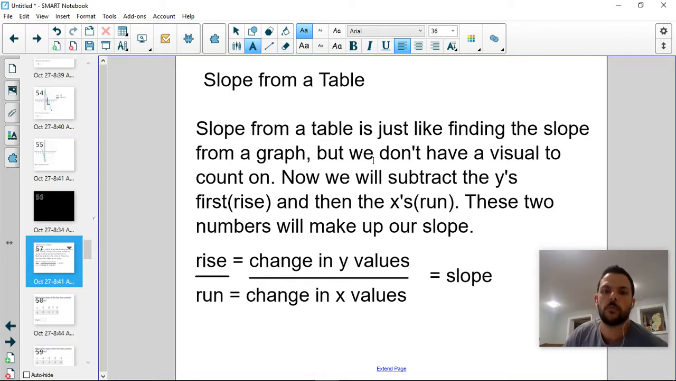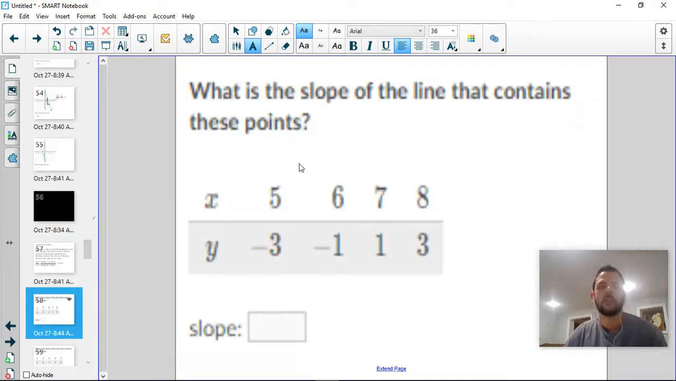Slope from a table is just like finding the slope from a graph, but we don't have a visual to count on. So now we're going to have to subtract the y's first, right? That's the rise. And then the x's, that's the run. These numbers are going to make up our slope, right? So rise over run, remember, is change in y values over the change in the x values, and that's how we find the slope. All right, so I'm going to just do here, let's start with the y's.